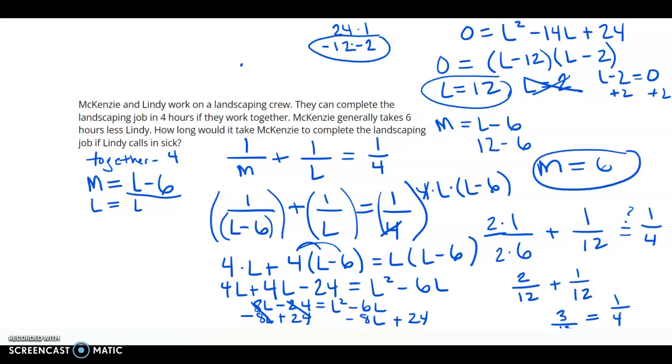Now this problem is also tricky because it asks how long it would take just Mckenzie to complete the job. So be careful that you read it. L equals 12 is not the answer. We're just wondering how long it would take Mckenzie to complete it, and Mckenzie takes 6 hours, so your final answer here would be 6 hours.